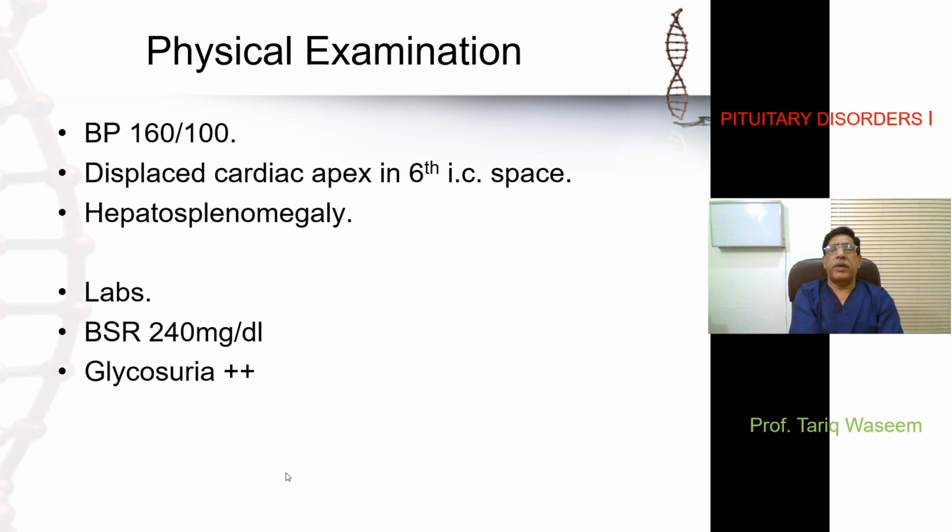Now this gentleman has a blood pressure of 160 over 100, and he has a displaced cardiac apex in the 6th intercostal space, suggesting that he has developed cardiomegaly. There are also other organs being enlarged, like hepatosplenomegaly, noticed on abdominal examination. And he had no previous history of diabetes, but his random blood sugar turned out to be 240 milligram, suggesting that he probably has also developed diabetes.